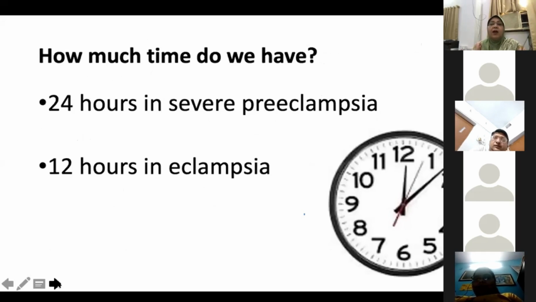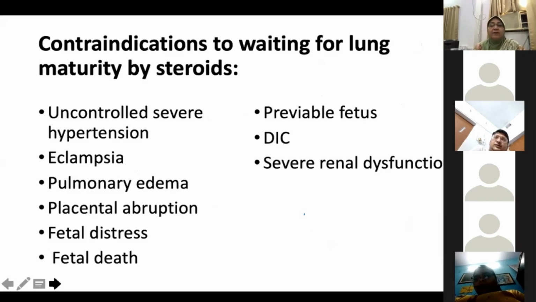How much time? Again, a repetition I want to emphasize. Please do not go on and on with induction. For severe preeclampsia, the delivery outcome will be much better if you deliver her within 24 hours. And again, for eclampsia, as the fit-delivery interval increases, the prognosis for the mother worsens. For these contraindications, you will not wait even for steroids in this case.